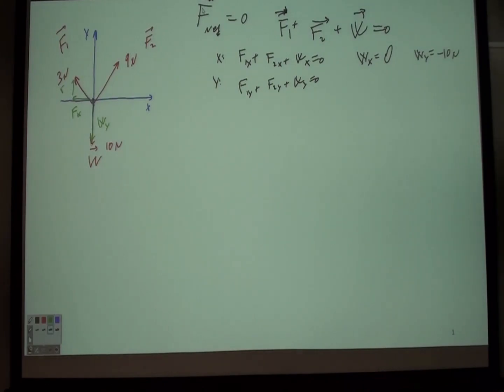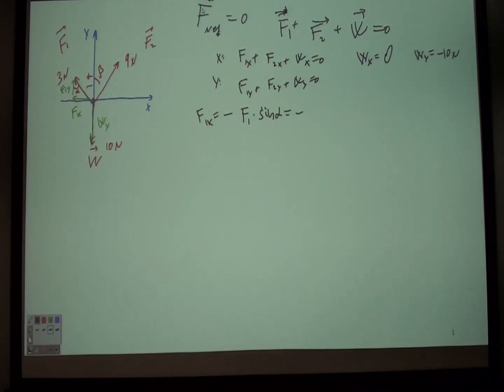Now, F1x, F1y. My angles are alpha and beta, so inside this triangle this is alpha. Now I can start writing: F1x equals, well, it has to be negative, opposite to the x-axis, and it's opposite to the angle. So hypotenuse, which is F1, times sine of alpha, which is negative 3 newtons times sine of alpha. F1y equals, well, it is positive, from the triangle, hypotenuse times cosine.